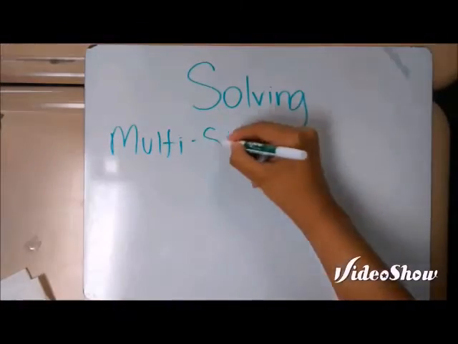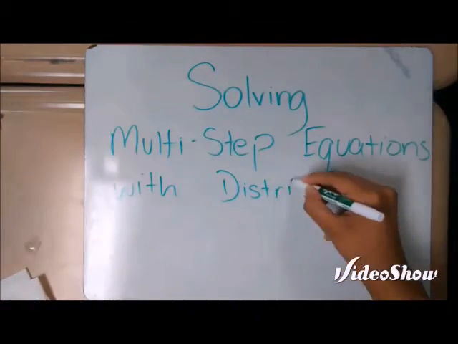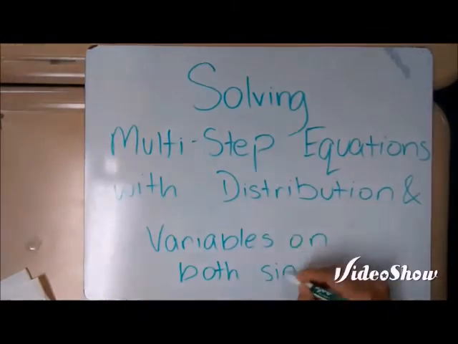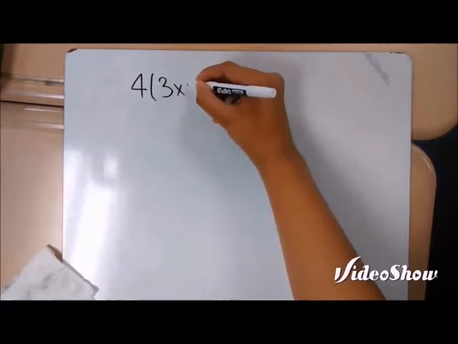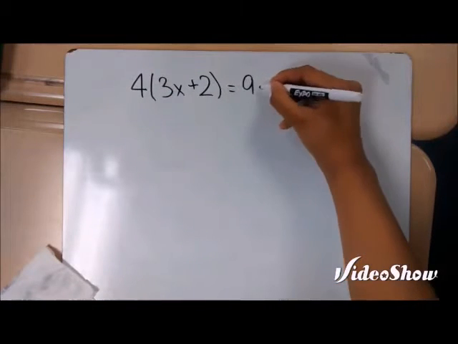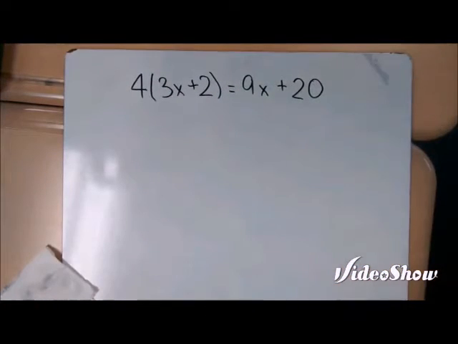Today's lesson is solving multi-step equations with distribution and variables on both sides. The first problem is 3x plus 2 equals 9x plus 20.